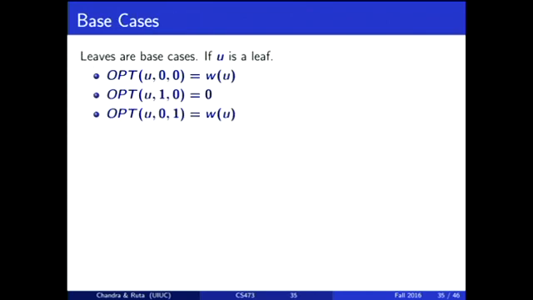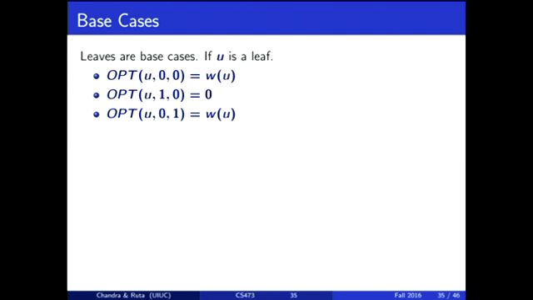If U is a leaf, opt U00 is simply the weight of U, right? Because the parent is not there, I don't have to cover it, but I have to cover myself. So, opt U10 is what? My parent is included, and I don't have to cover it, so it's just 0. If my parent is included, I don't have to do any work, because I don't have any children to cover. And opt U01 is what? I have to cover my parent, so it's the weight of U. Okay?